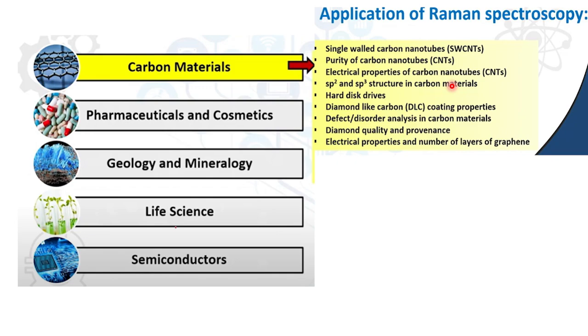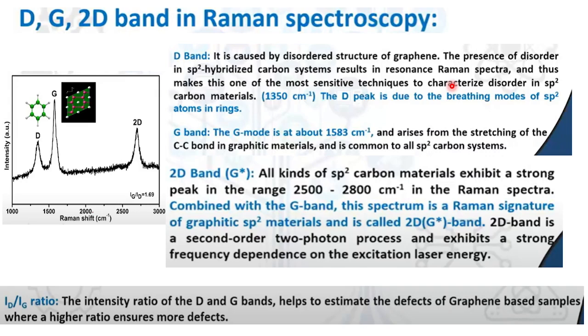Diamond-like carbon in coating properties, defect or disorder analysis in carbonaceous material, and obviously in case of graphene you must go for Raman spectroscopy. Irrespective of carbonaceous material, there are other different applications, for example pharmaceuticals and cosmetics, geology, life science, for example to know the structure of a protein, and also in semiconductors there is a huge application of Raman spectroscopy.